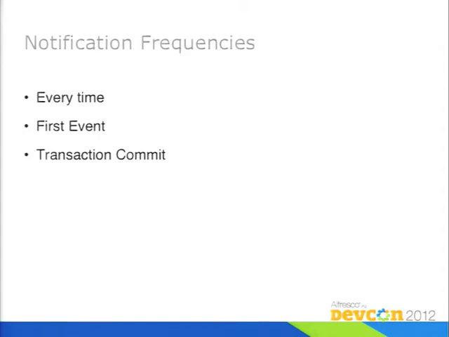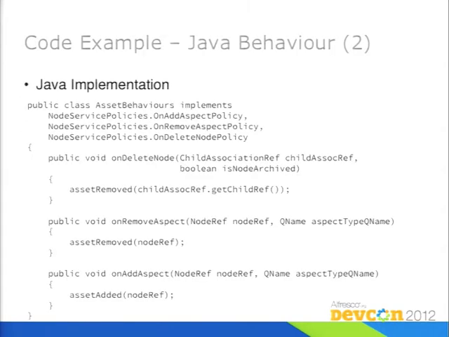So we saw in the previous slide how to bind the events. Here we're showing the actual event name. Like I said, we're actually implementing the policy interfaces. Like I said, this was the node service policies. In here, they define these methods, which we're calling.